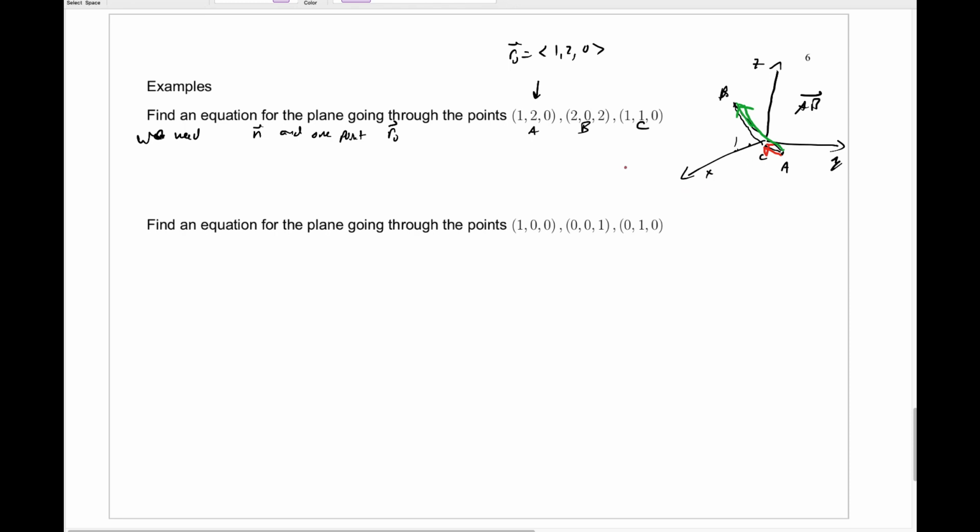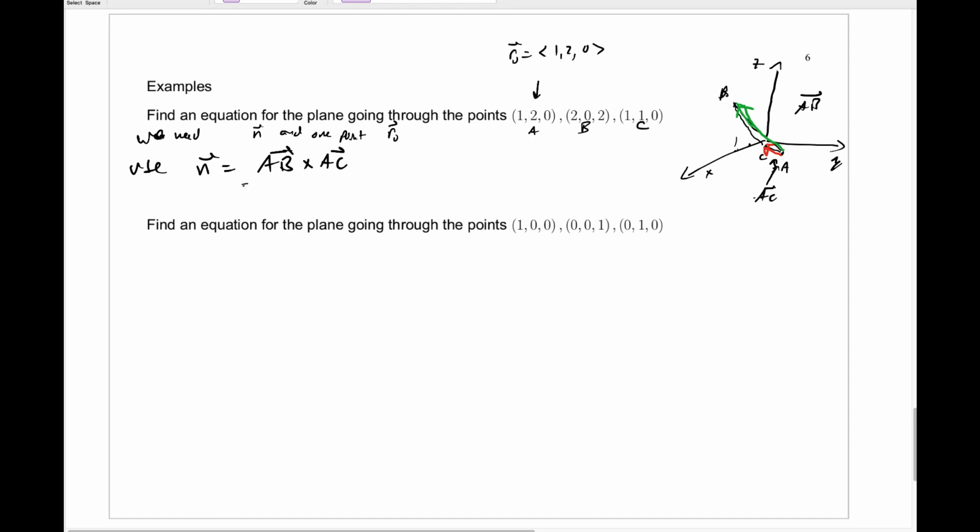So those two vectors are on the plane that I'm interested in, and I need a vector perpendicular to the plane, so it has to be perpendicular to both AB and this vector, the red one here, AC. How do I find such a thing? I'll use n to be the cross product AB cross AC, because we know the cross product of two vectors is perpendicular to both.